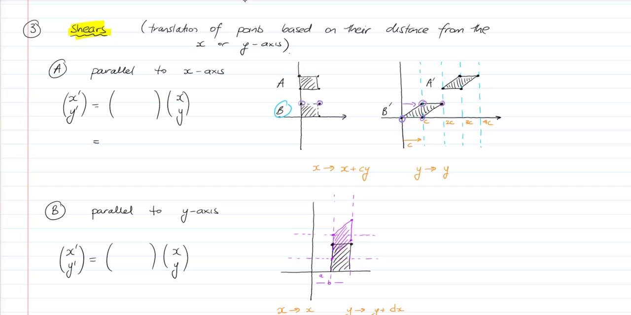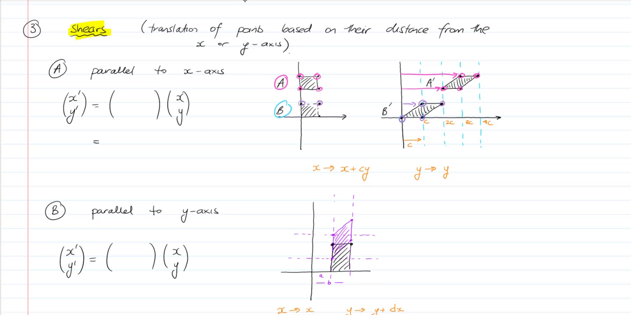And that's all good and well. A, on the other hand, up here, these 2 points are 2 away from the y-axis, so they've moved 2 from where they originally were. And these 2 points are 3 away from the y-axis, so they've moved 3 from where they originally were. So we're basically taking whatever the y value was and adding it to the x value.